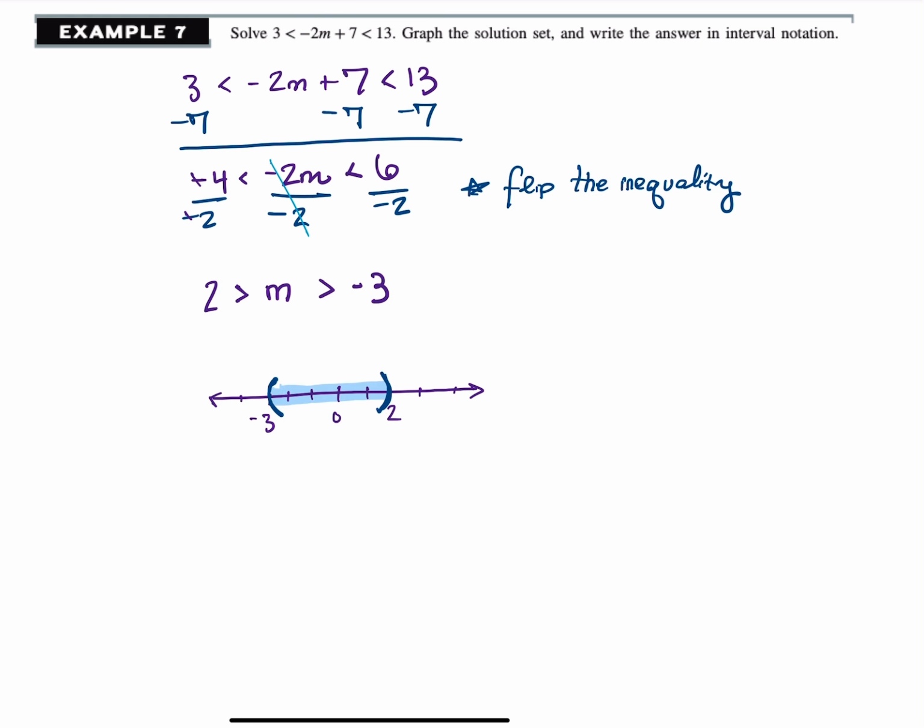Sometimes when you solve it, it comes out a little bit backwards like this, especially when you end up having to flip the direction of the inequalities. So that's part of why it's also helpful to read sort of from the perspective of the variable. Less than 2 and greater than -3. And then it wants the solution in interval notation. So I can say from -3, not including -3, to +2.